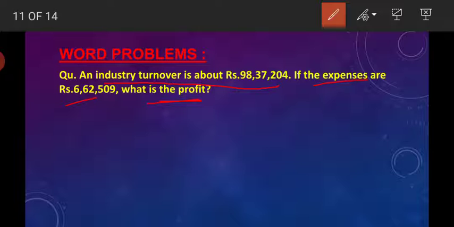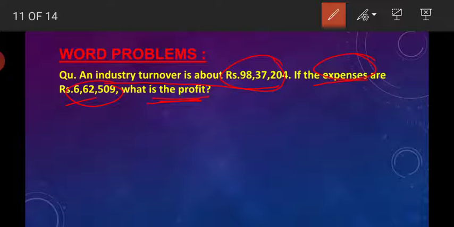When you are given a word problem, in the solution you have to write the statement of this question. So first we have to write what is given in the question. After that we write what is asked in this question. So we are given this, that is the turnover of the industry, or you can say the income of the industry, and we are given one more thing, that is the expense, the expenditure of the industry.